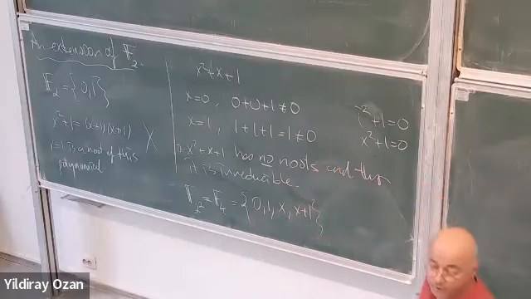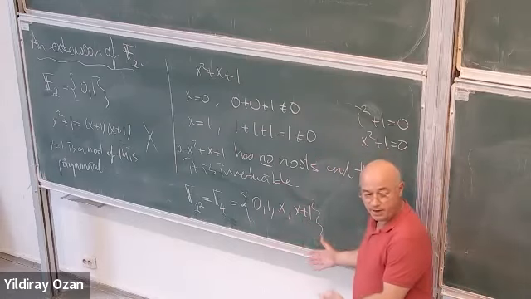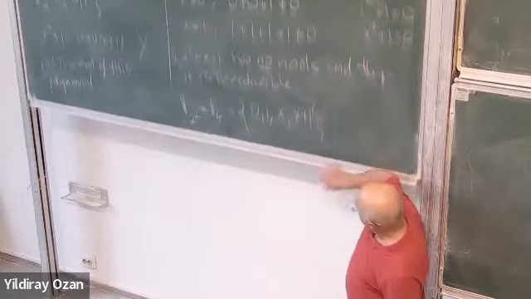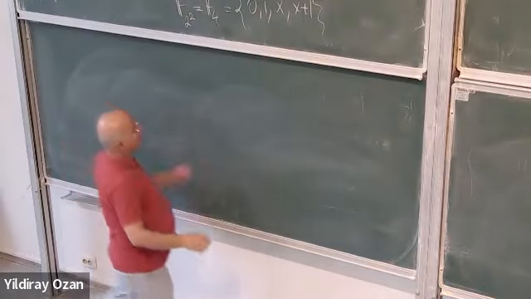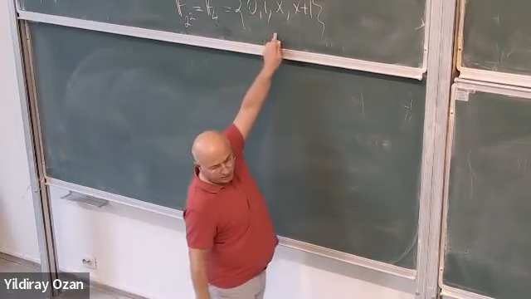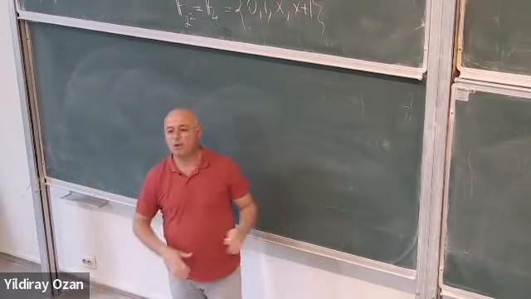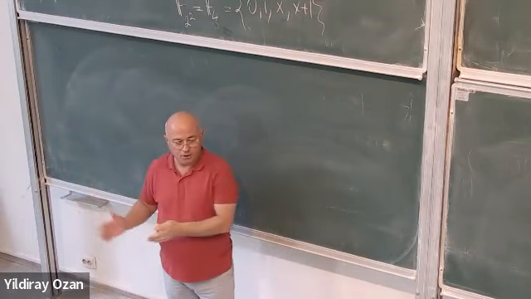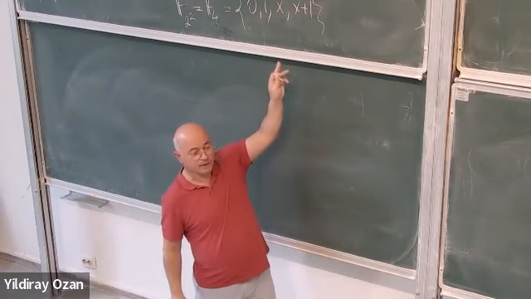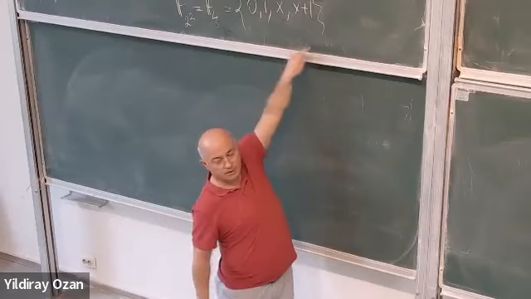Well, is this a field? I claim that this is a field. So there should be a multiplication, right? How would you multiply these elements? Multiplication by zero is easy. When you multiply something with zero, you get zero. When you multiply something with one, you get that number. So the only non-trivial multiplication is multiplication of these elements.